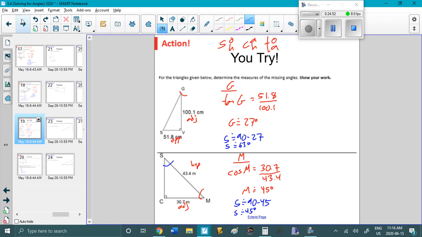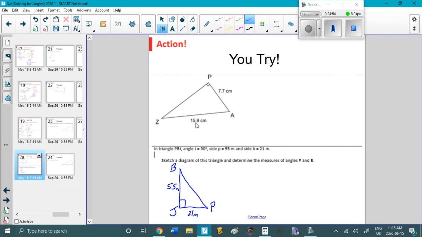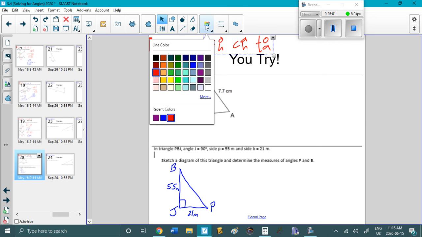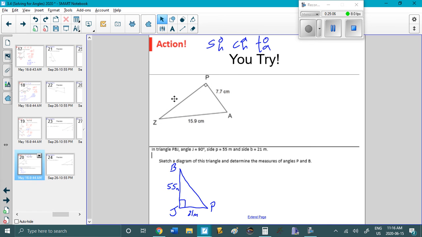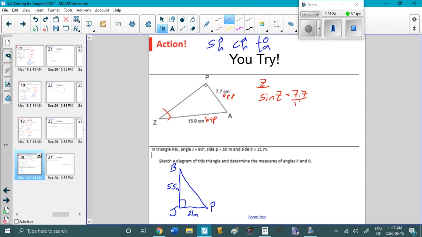Okay, moving on. These are the last two I'm going to do with you, and then the rest will be homework that I will post answers to. So let me bring SOHCAHTOA in here. I always recommend writing SOHCAHTOA first. So for angle Z, this is my opposite. And be careful, the triangle's upside down. This is my hypotenuse. If we're dealing with O and H, it's sine. Sine Z is 7.7 over 15.9.